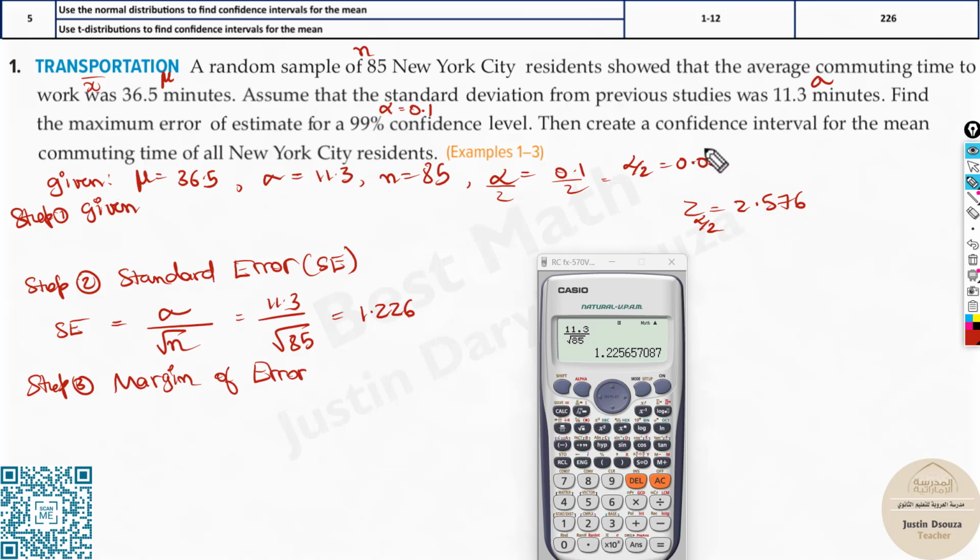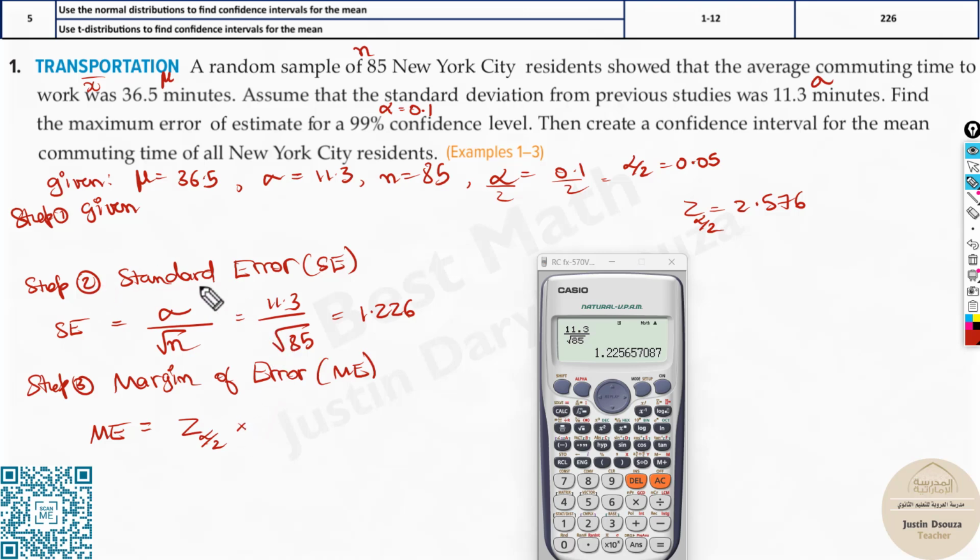This is all the given things, and this must be given to you, otherwise you cannot solve it. At least they must give you the table, then you can just find it from the table. This is all given. Step 2 would be standard error, and step 3 is margin of error. Now this is given by a formula, ME equals the z value, alpha by 2, multiplied by whatever you find in this second step.